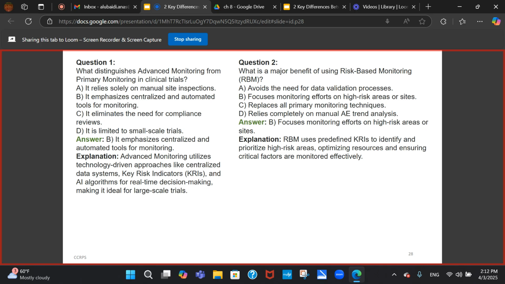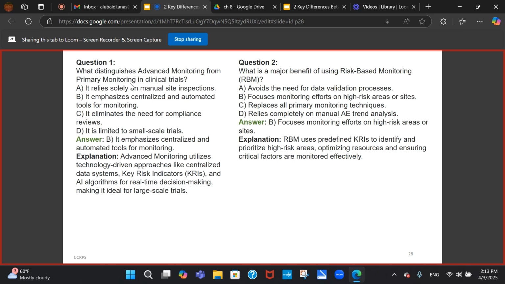Now, question 1. What distinguishes advanced monitoring from primary monitoring in clinical trials? A, it relies solely on manual site inspections. B, it emphasizes centralized and automated tools for monitoring. C, it eliminates the need for compliance reviews. D, it is limited to small-scale trials. So what distinguishes advanced from primary monitoring?